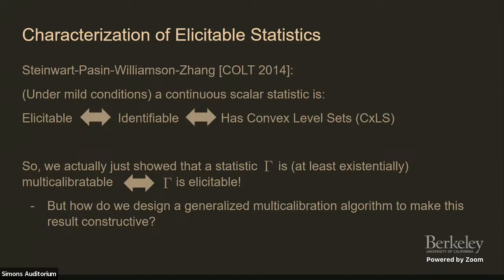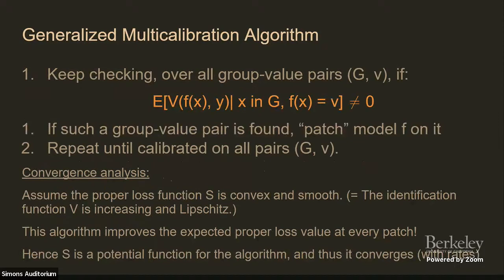But how do you actually design a multi-calibration algorithm for this? Since I introduced the notion of identifiability and haven't used it so far, that's what I'm going to use right now. This first order condition, this identification function, essentially works as a generalized checker. For any group value pair, you check what's happening, and if my first order condition is really non-zero, then I go ahead and fix that up. The convergence analysis of this procedure basically involves saying that the proper loss that elicits this rule will be our potential function. Since we're essentially fixing up its gradients all the time, we're moving towards minimizing that loss. So that's the general picture of what really happens.